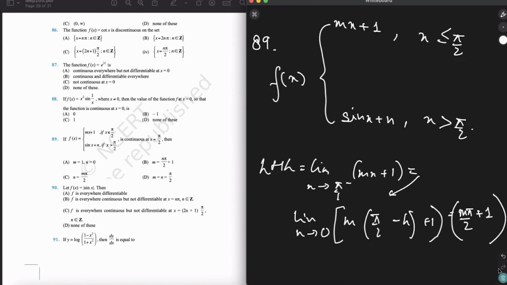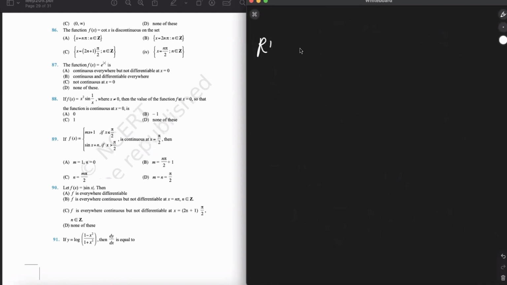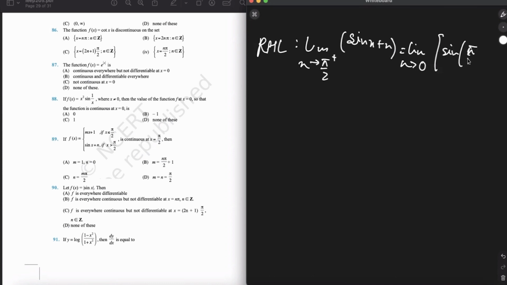Now, if I go for the right hand limit, limit x tending to pi by 2 positive, the function that will come in place is sin x plus n. Limit h tends to 0, sin(pi by 2 plus h) plus n. So limit h tends to 0, cos h plus n. So this will be equal to 1 plus n.